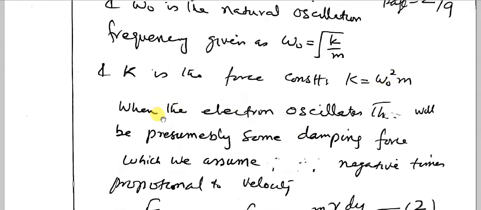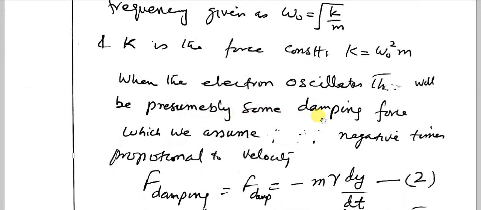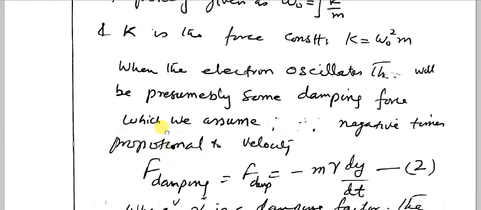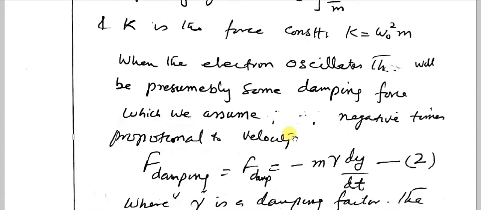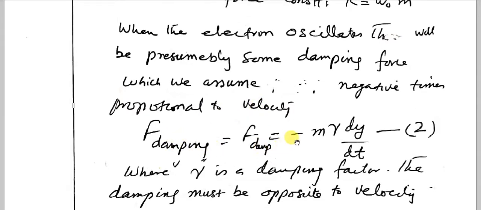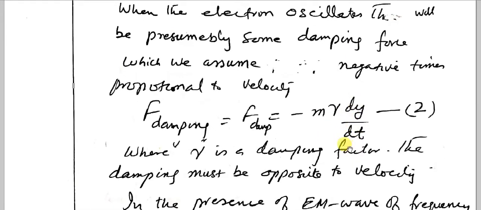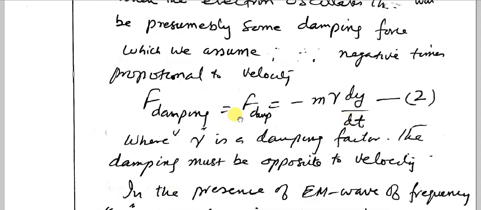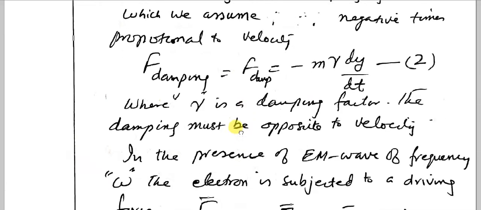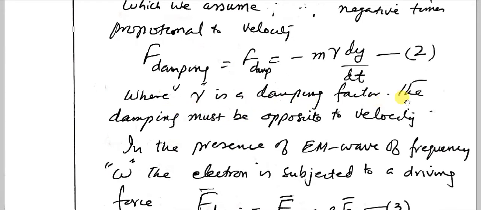When the electron oscillates, there will presumably be some damping force, which we assume proportional to the velocity. So let's say the damping force is minus m gamma times dy by dt. This is the velocity along the y-axis. This is equation 2, where gamma is the damping factor; the damping force must be opposite to the velocity.